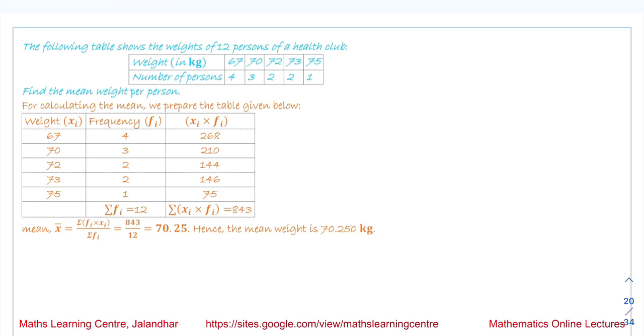are given to us. These are the weights in kgs and these are the number of persons. We have to find the mean weight. So we write these weights here and call these values xi. These are the frequencies, fi: 4, 3, 2, 2, 1. Adding these, 4 plus 3 plus 2 plus 2 plus 1, comes out to be 12. This is sigma fi.